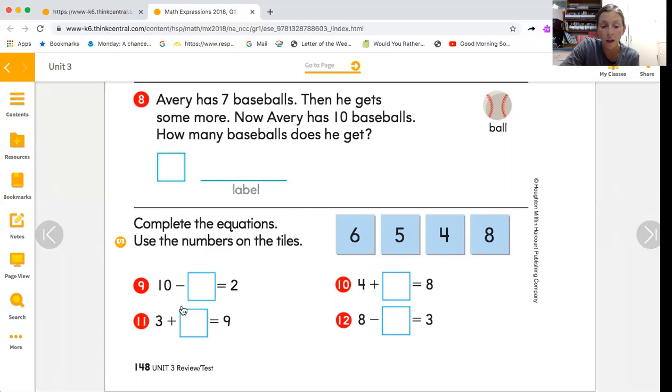3 plus an unknown number, one of these, equals 9. Write one of these in that box. 12. 8 minus which one of these numbers equals 3? Write one of these numbers that makes sense in that box. Pause to solve.